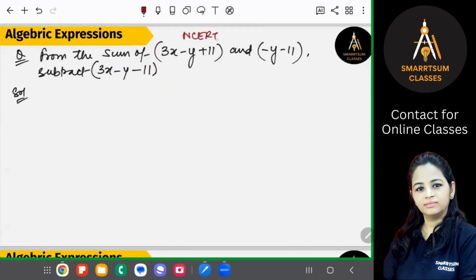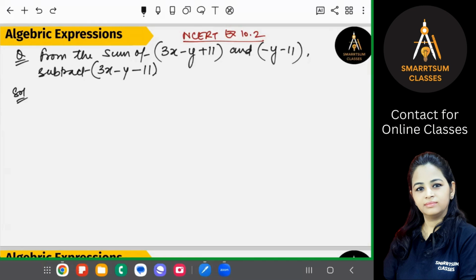NCERT exercise, I think 10.2. So you can just check it out. Okay, so now let's see how to do this. From the sum of this and this. So there are two expressions, and from the sum of the first and second expression, we have to subtract the third expression. Is it clear? Everybody, please see to the board.